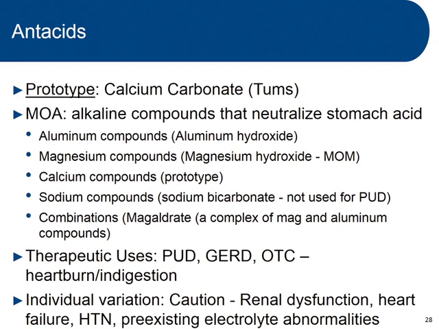So our prototype antacid is calcium carbonate, or Tums. The mechanism of action for all antacids is very similar. All of these drugs neutralize acid by reacting with it. Ultimately, they produce neutral salts in the GI tract. There are a variety of different types of antacids. Clearly, the calcium compounds like calcium carbonate, that's our prototype, but I did want to mention some of the other antacids that you may encounter.